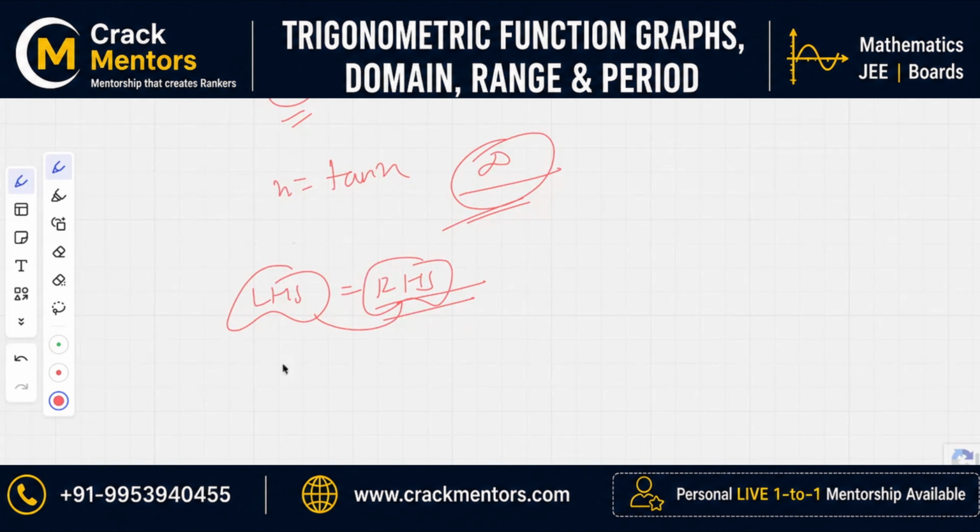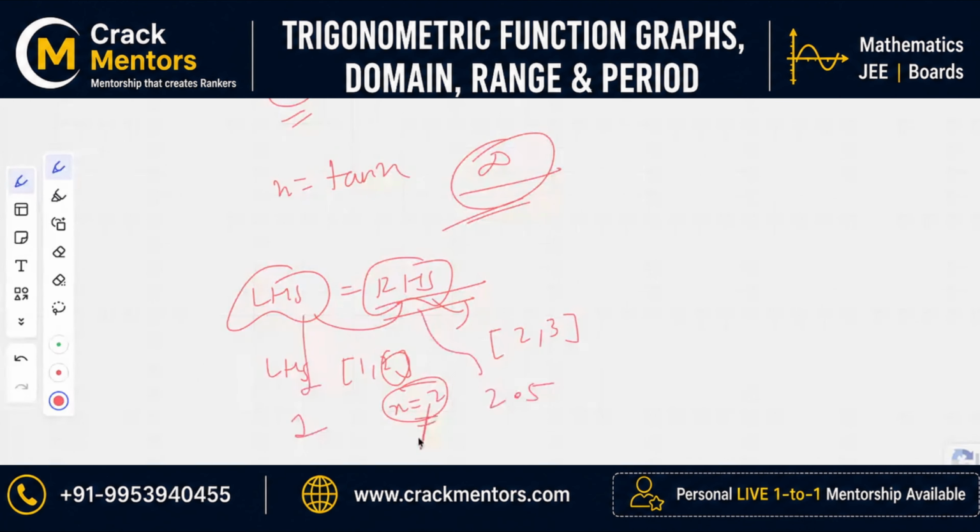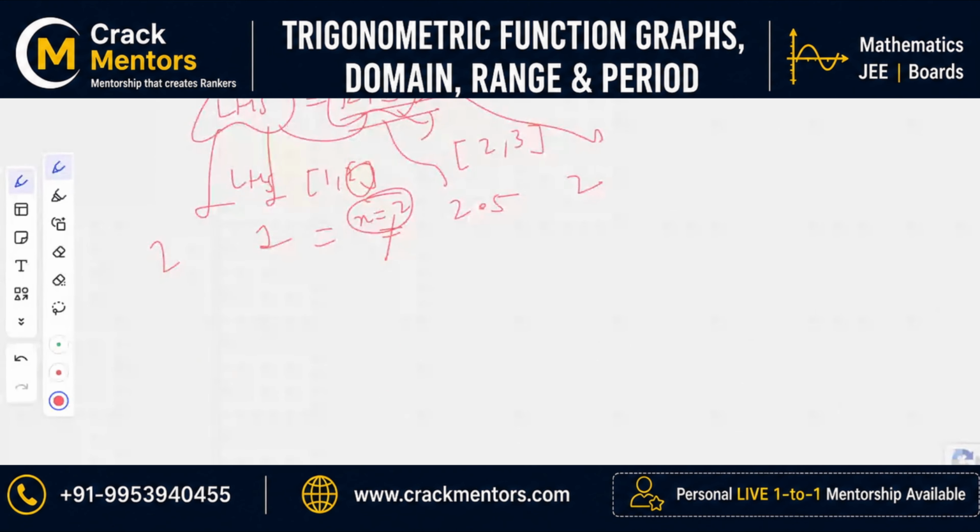Tell me one thing. Let's say LHS has a range of 1 to 2, but this has a range of 2 to 3. When would they be really equal? Only one point, at x equals 2. Because if this is 1 and this is 2.5, they're not equal. But if this becomes 2 and this becomes 2, then they're equal. So we use this idea a lot, especially in trigonometry.